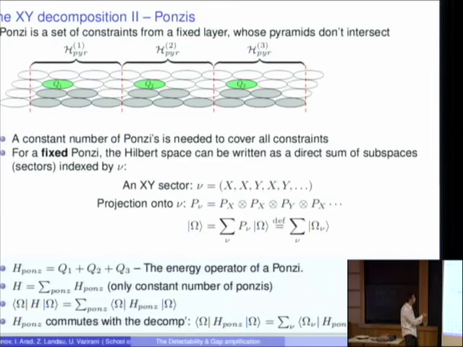Partition? Yeah, I mean, this is one Ponzi, and I can find another Ponzi with this guy and that guy, and so on. They have intersections? No, the pyramids of different Ponzis may intersect each other, but the requirement is that if I fix the Ponzi, then the pyramids there do not intersect themselves.